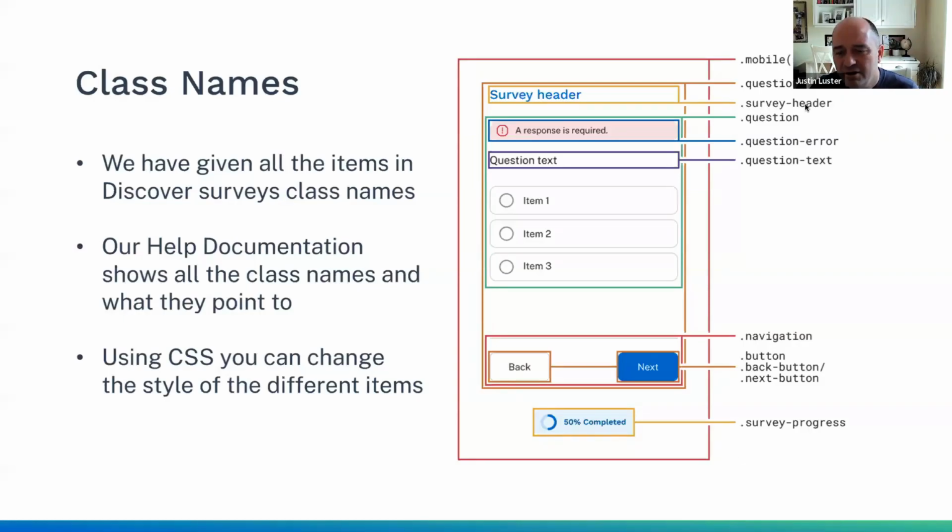And then you can give it some instructions on what styles to change: its background color, or give it a border, or make it invisible. Lots of different things you can do. So this is in our documentation, and it's just pointing to all the different elements on the screen. We're pointing to the back button, the next button, the survey progress area, and you can mess with those things. Make sense?